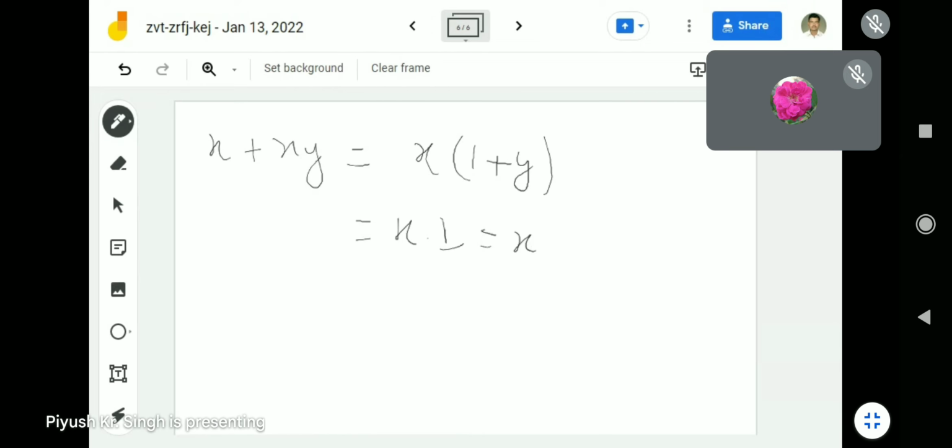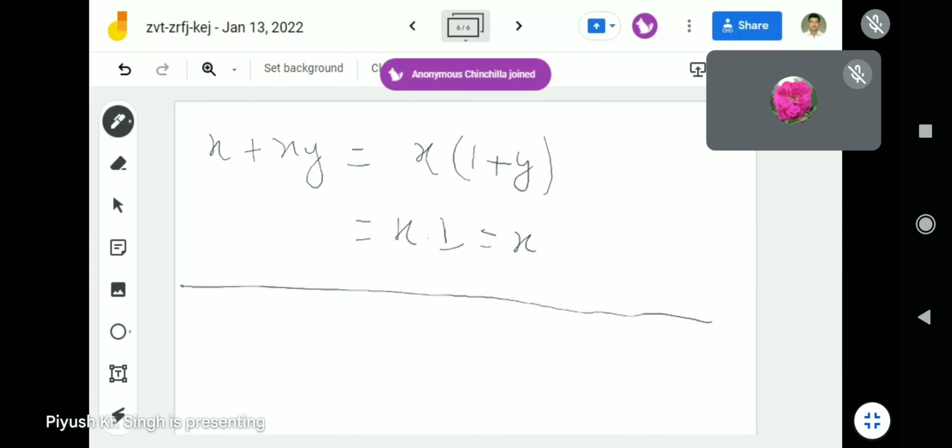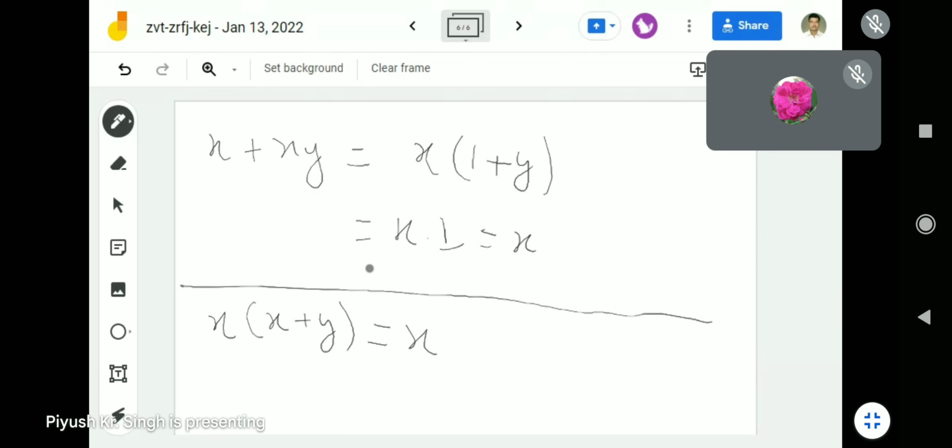Now if the principle of duality can be used here, I am hinting you, if you have to show that x into x plus y is equal to x, is it possible to show it by duality? Is it the dual of this one or not? Student, just think, is it dual of this one or not?